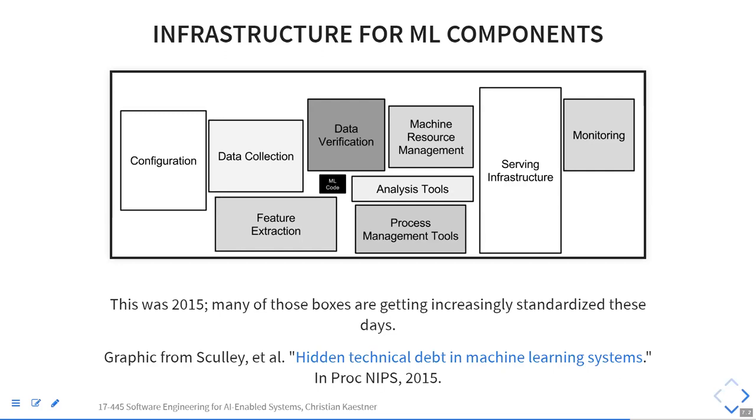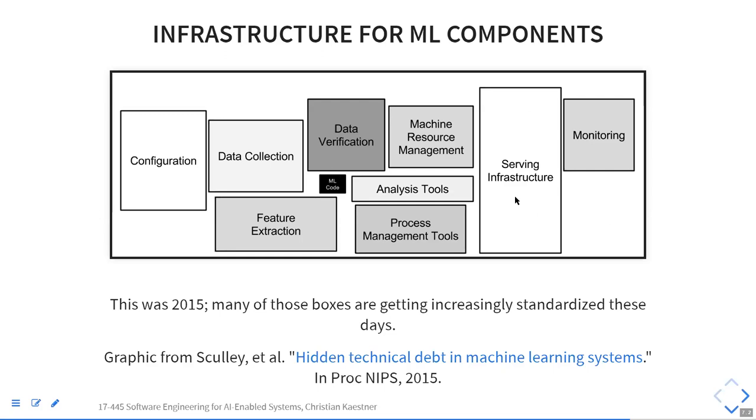So the entire pipeline is much bigger, right? There's much more implementation effort here. This paper now is 5 years old. In machine learning terms, 5 years is a very long time. Actually, a lot of these boxes probably have shrunken a lot, right? So the machine learning code is very small because we're just using a library. And now for a lot of things, we're also just using library or services.